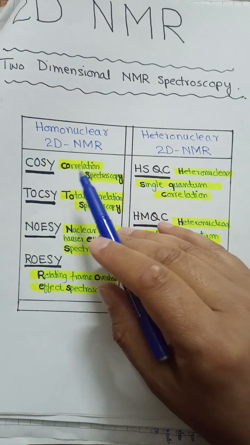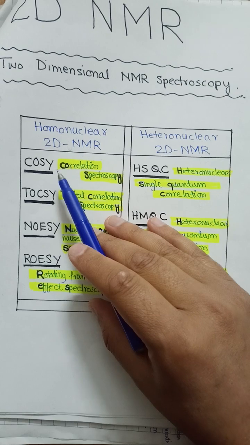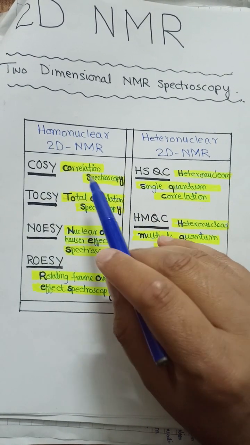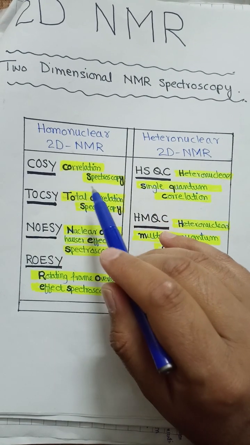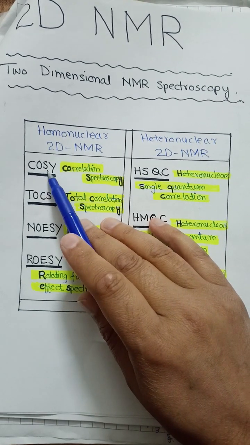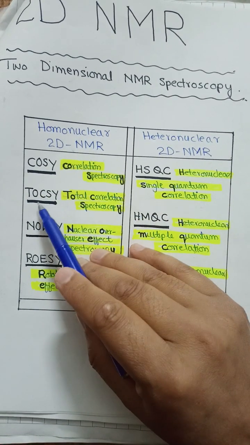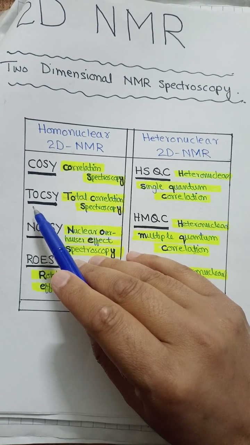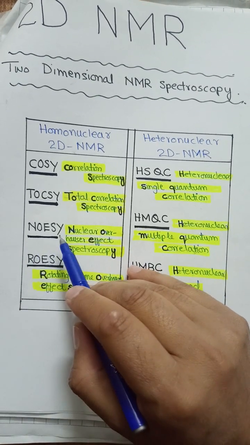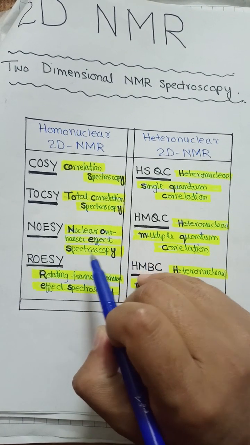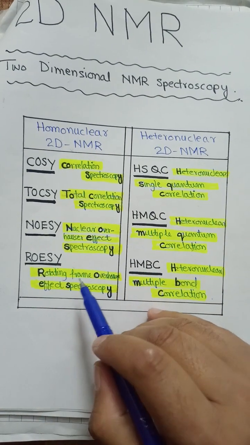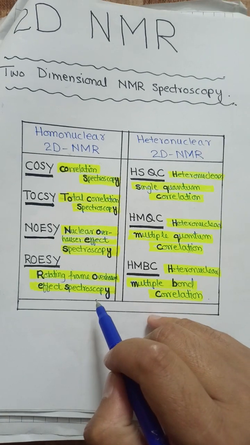For homonuclear 2D NMR, the techniques we use are COSY, that is correlation spectroscopy. For CO we use correlation, and for spectroscopy S and Y. The second technique is TOCSY, that is total correlation spectroscopy. NOESY, that is nuclear Overhauser effect spectroscopy. And ROESY, that is rotating frame Overhauser effect spectroscopy.